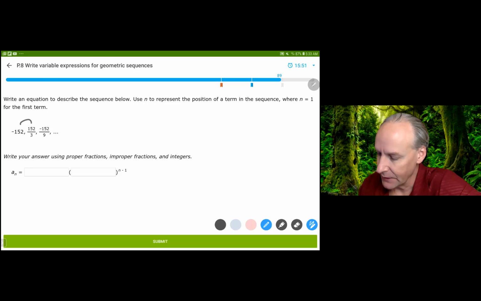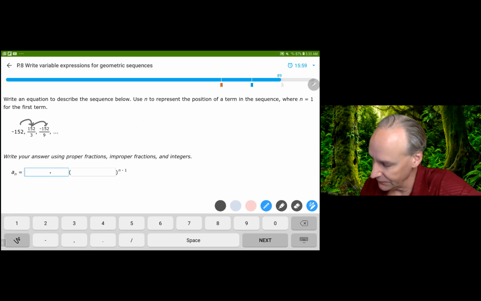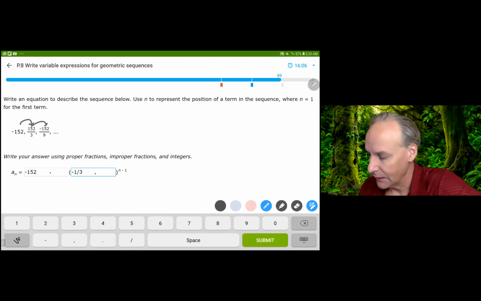Hopefully that's clear, but take a look. Our signs are changing, so watch out. We're multiplying by -1/3, aren't we? Our first term is -152, and my multiplier is -1/3. Hopefully everything's clear on that.